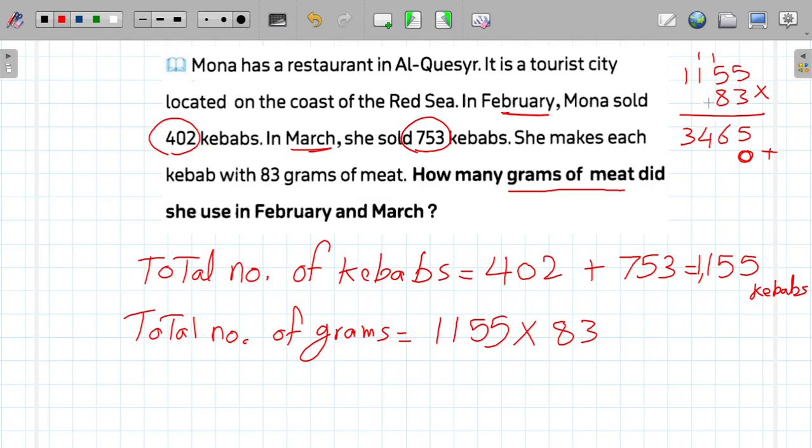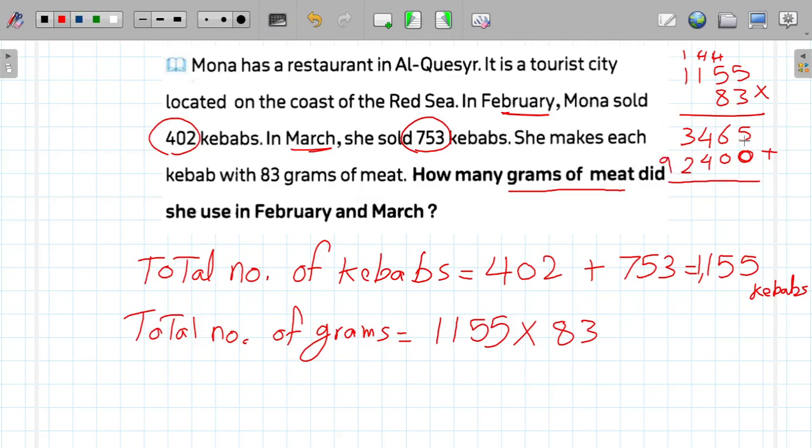8 by 5 equals 40. So I will write 0 and carry up 4. 8 by 5 equals 40 plus 4 equals 44. So I will write 4 and carry up 4. 8 times 1 equals 8 plus 4 equals 12. So I will write 2 and carry up 1. I have 8 times 1 equals 8 plus 1 equals 9.